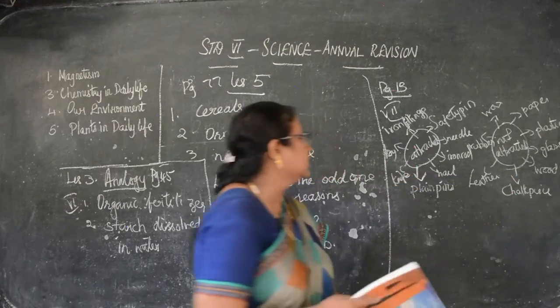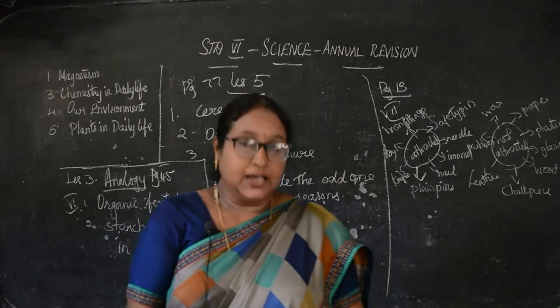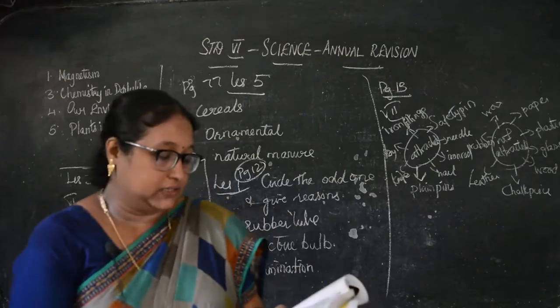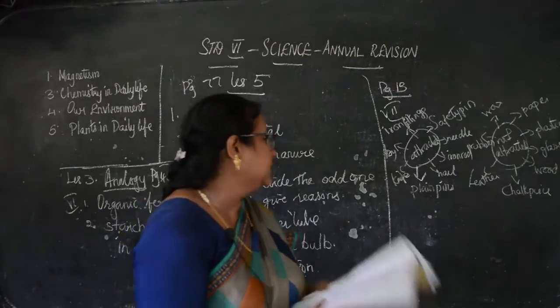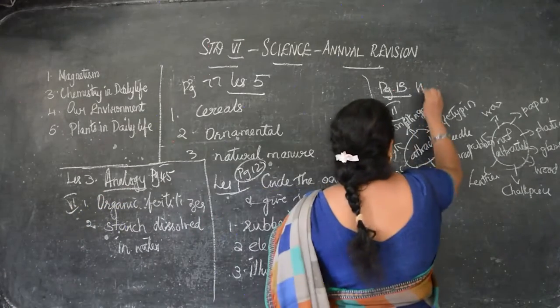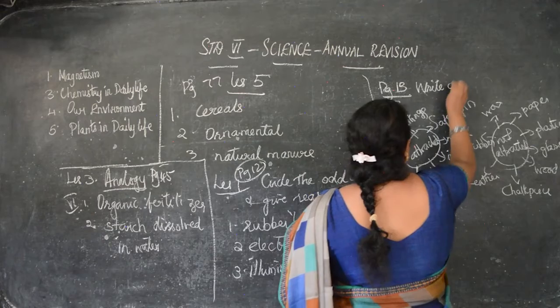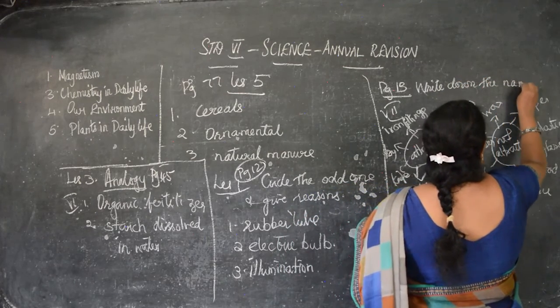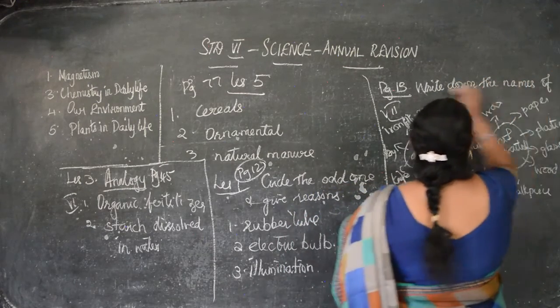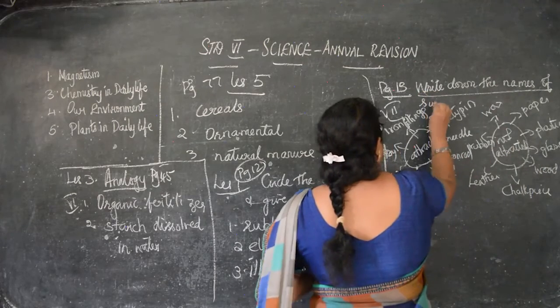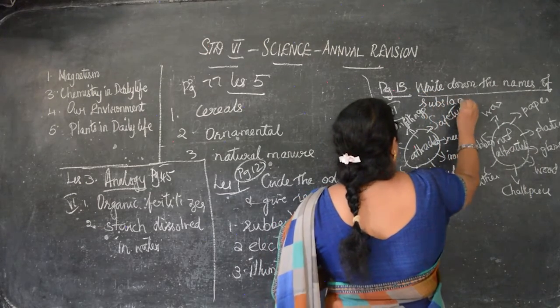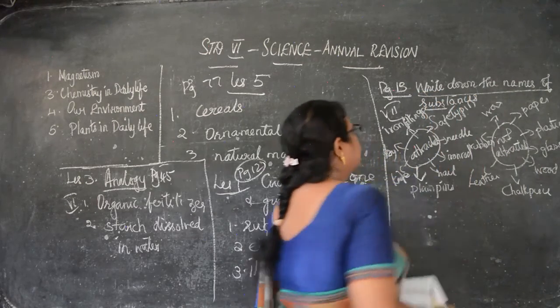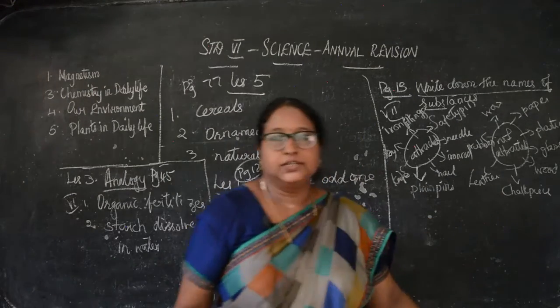Okay, so this also you have, that is Roman number 7 in page number 13. That is, write down the names of the substances they have asked. Side heading is write down the names of the substances. Okay, you have to write attracted and not attracted. Okay, children, do you understand?